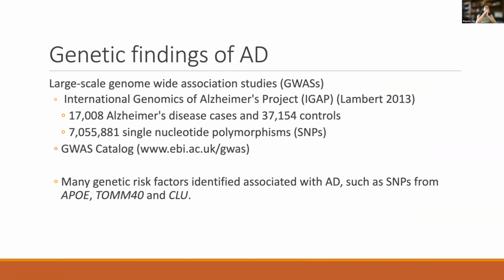So there is a lot of effort trying to identify the genetic factors underlying Alzheimer's disease. These studies are known as genome-wide association studies. There are a lot of them going on, and many genetic risk factors have been identified to be associated with Alzheimer's disease. The top SNPs are from genes like ApoE, TOM40, and CLU.